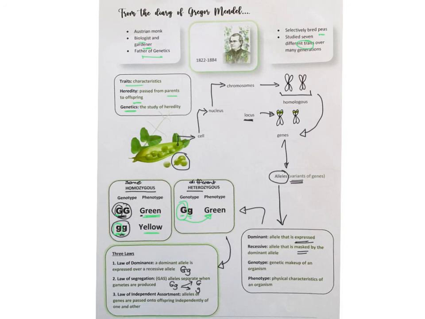The third law is the law of independent assortment, and this is where, because of meiosis, alleles are passed on independent of one another.